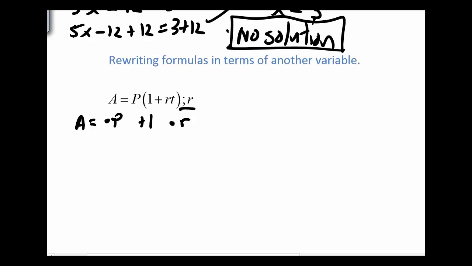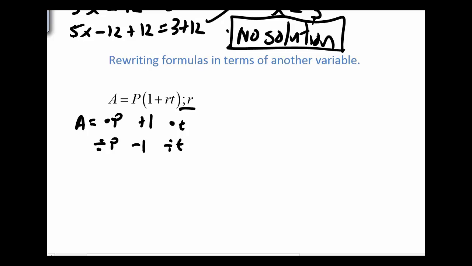Well, let's think about what you do to undo those things. In that expression, how do you get rid of multiplying by a p? Well, we're going to divide by a p. How do you get rid of adding 1? We're going to subtract 1. How do you get rid of multiplying by r? How do you get rid of multiplying by t? We're going to divide by t.